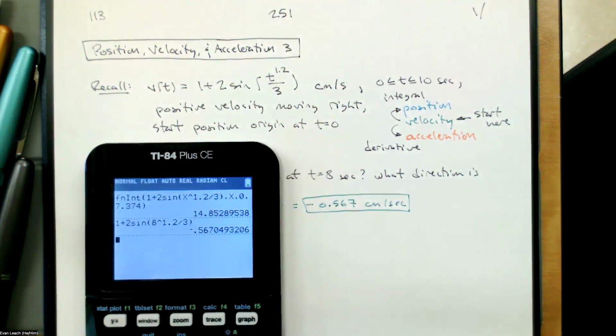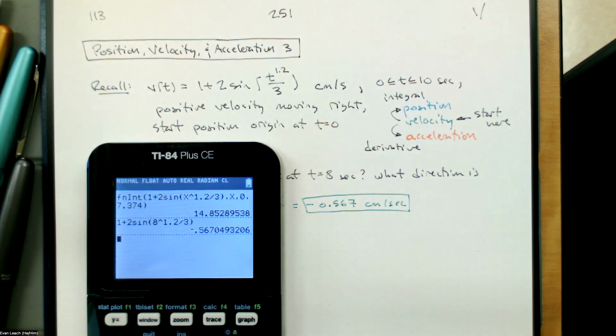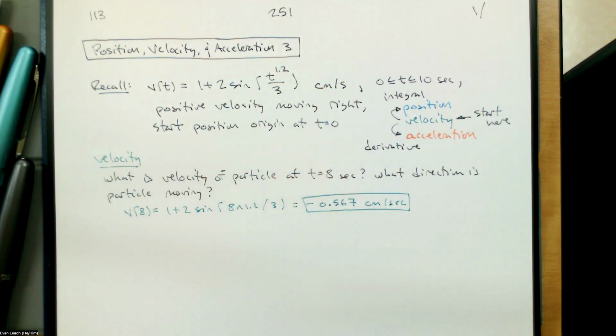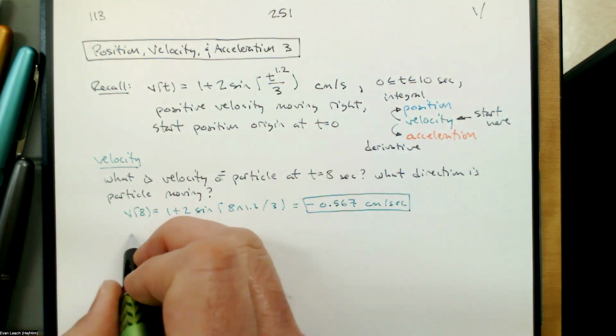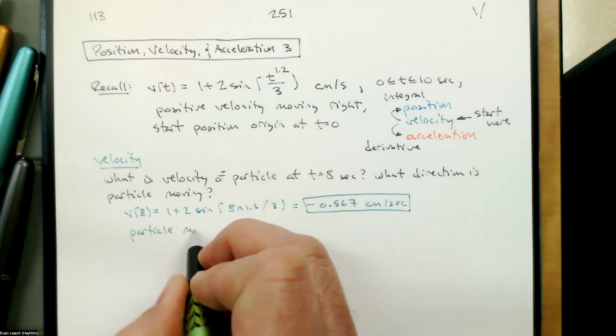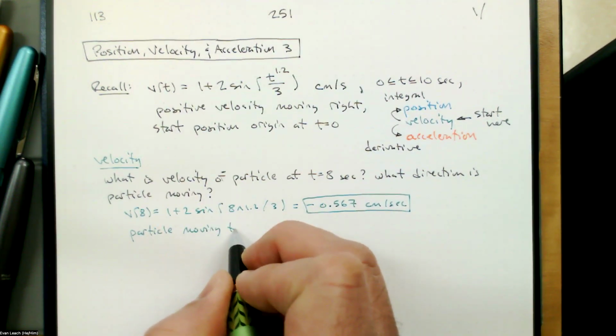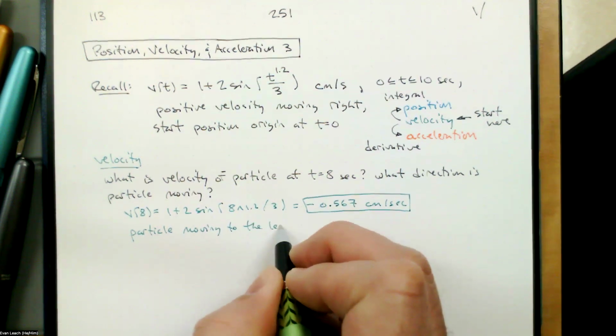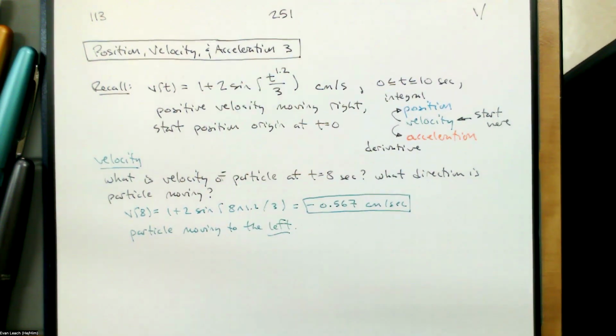Since our calculated velocity is negative 0.567 centimeters per second, that would indicate that the particle is moving to the left. Velocity is negative, so the particle is moving to the left.